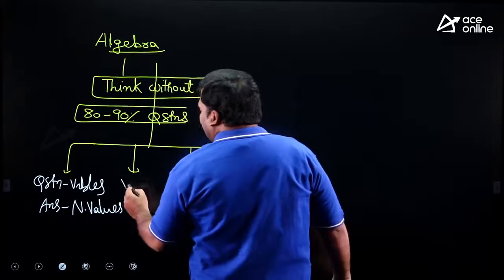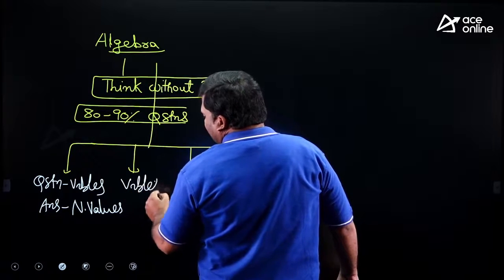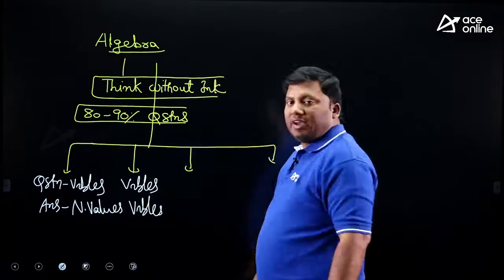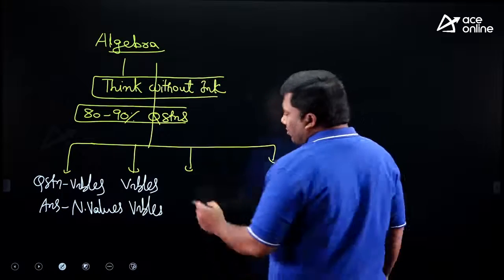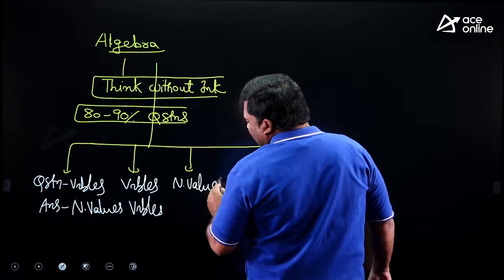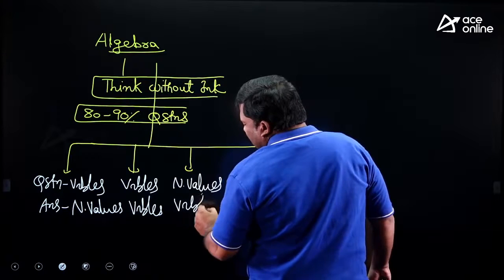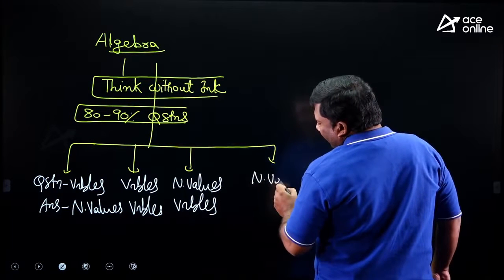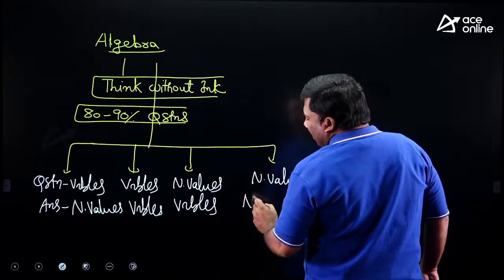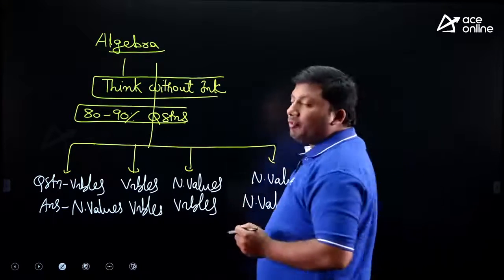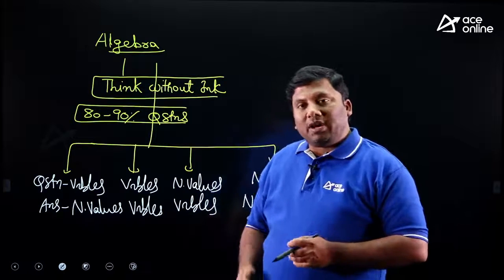Question has variables, answer also has variables. Question has numerical values, answer has variables. Question has numerical values, answer also has numerical values. These are the 4 important varieties of questions that come from the algebra topic.